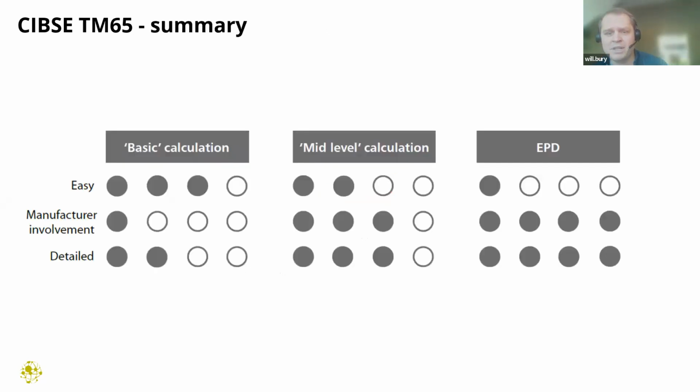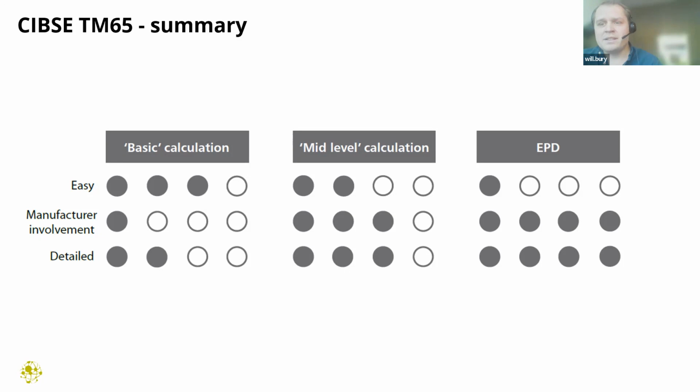So here's a really nice visual representation of the difference between basic, mid-level, and EPDs. A basic calculation is really easy for a manufacturer to do. All you need is basic information about the product. So things like the type of product it is, the material breakdown within the product, so how much of it is steel, how much of it is plastic, just as a percentage, the product's weight, and that's pretty much it.